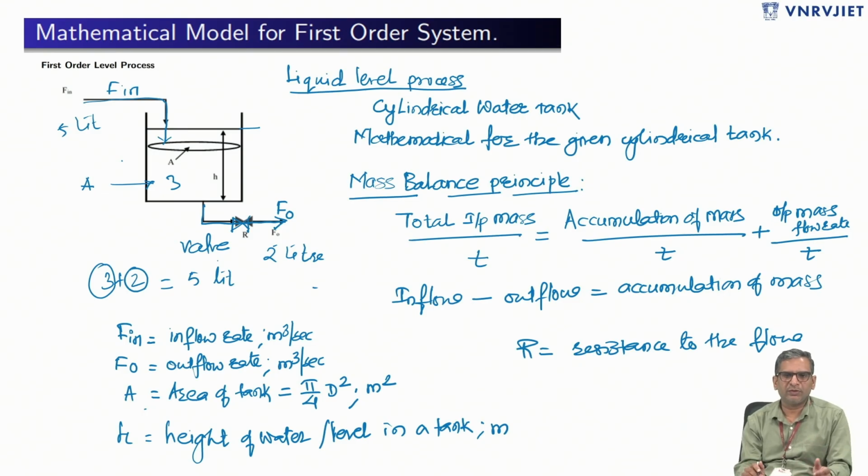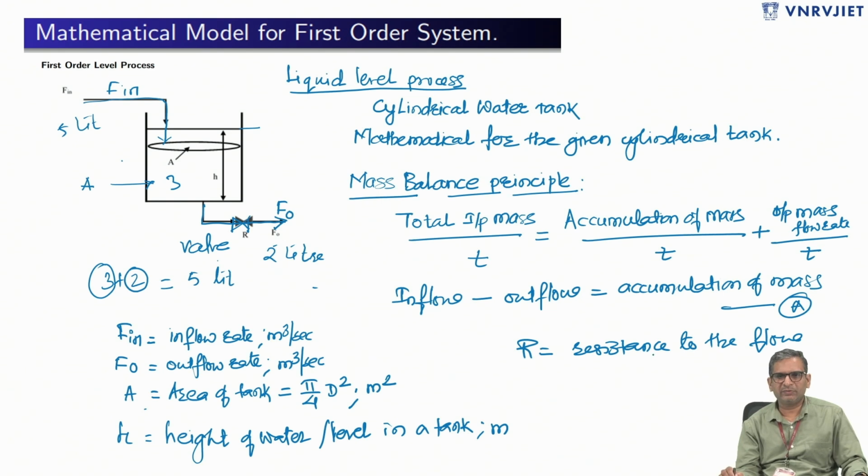Now our aim is to find out the mathematical model for the given process tank, which is a cylindrical tank. We'll be using the mass balance principle to find out the equation or transfer function model for this case. So let's say this is our equation A. This is nothing but input flow minus output flow is equal to accumulation of mass.